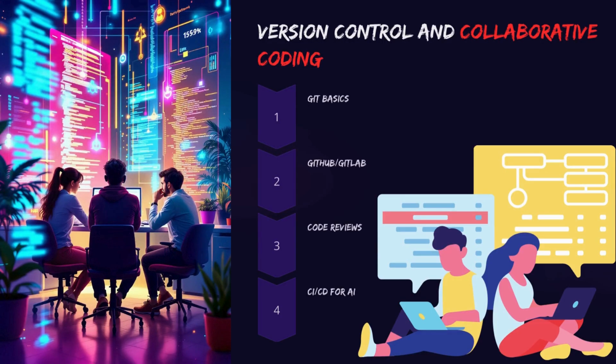Git basics. Learn fundamental Git commands for version control, including commit, push, pull, and branching. GitHub or GitLab. Utilize online platforms for code hosting, collaboration, and project management in AI development. Code reviews. Implement peer review processes to ensure code quality and knowledge sharing within AI teams. CI/CD for AI. Set up continuous integration and deployment pipelines tailored for AI model development and deployment.